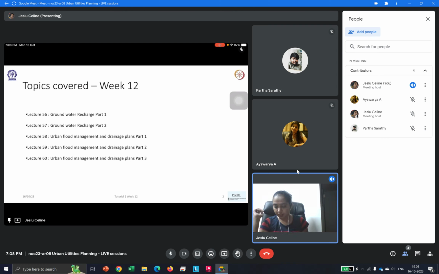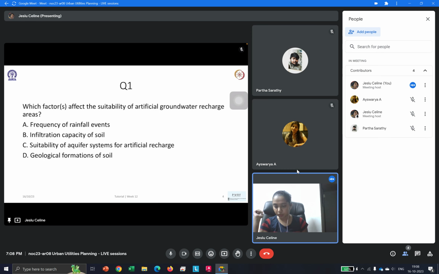So let's get started with the questions. So let's go to the first question. First one is, which factor or factors affect the suitability of groundwater recharge areas? A, frequency of rainfall events. B, infiltration capacity of soil. C, suitability of aquifer systems for artificial recharge. D, geological formations of the soil.